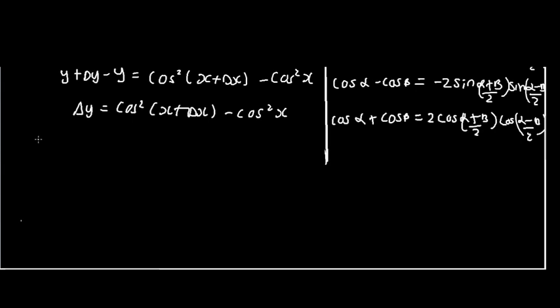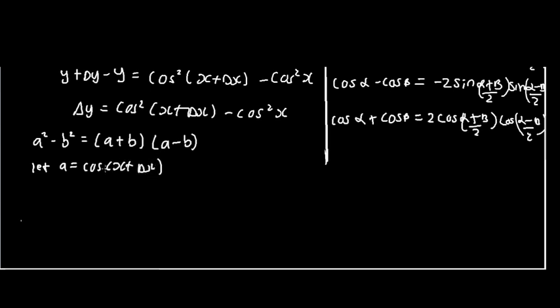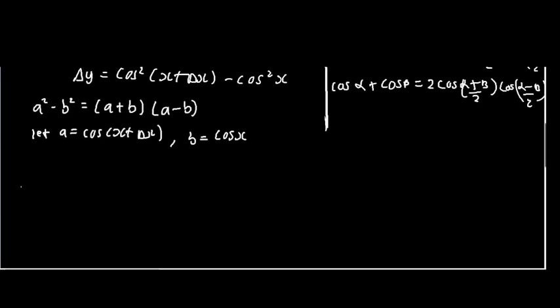From the difference of two squares, we have that a squared minus b squared equals brackets a plus b, and brackets a minus b. So we take cos of x plus change in x to be the a, such that a squared equals cos squared of x plus change in x. And we can have b equal to cos x, such that when you square b, you get cos squared x. Let's simplify that using the difference of two squares.